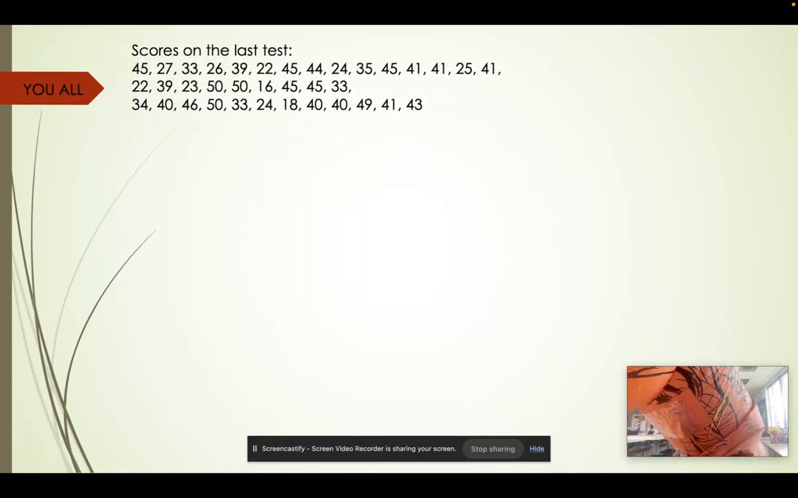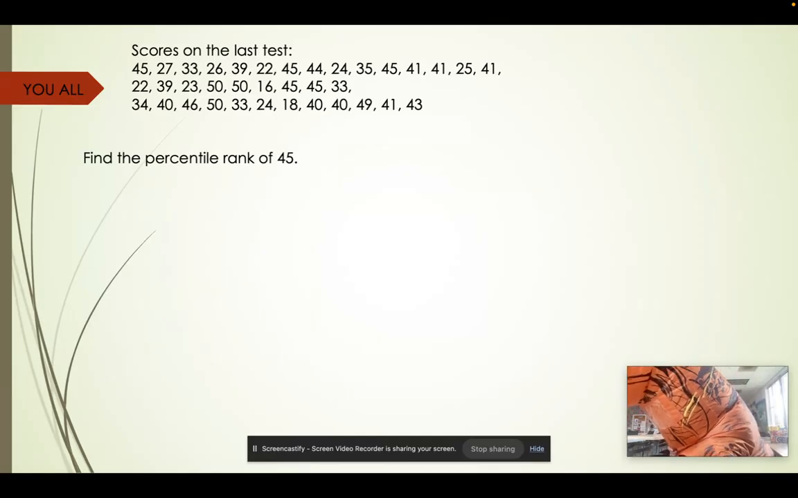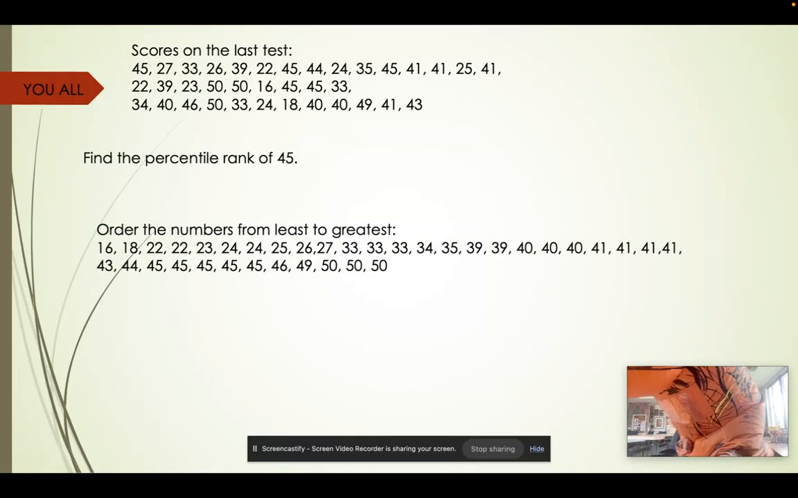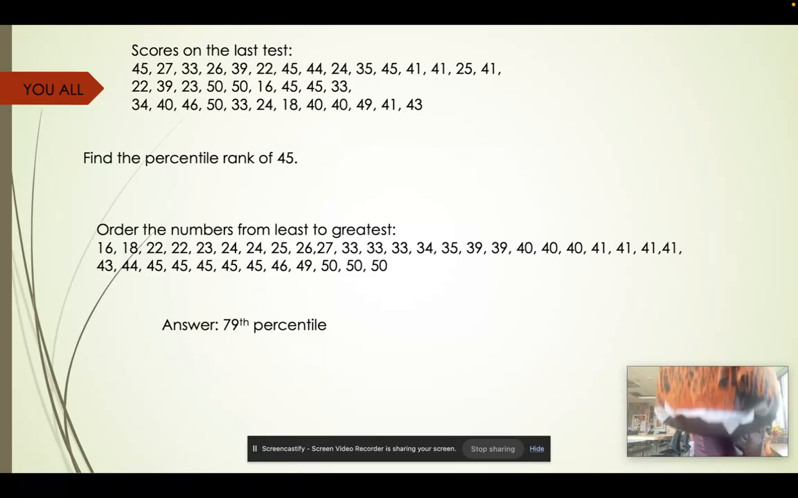Okay, and here's your problem. Find the percentile rank of those that got a 45. Go ahead and pause it, give it a try. And if you did it correctly, after you organize your numbers again, you should be getting the 79th percentile. All right, good work. Now get to the practice.